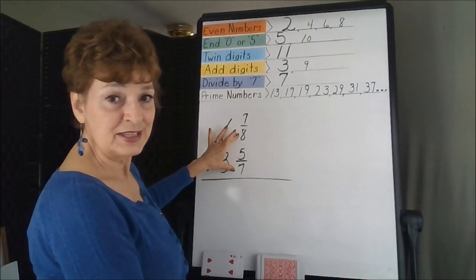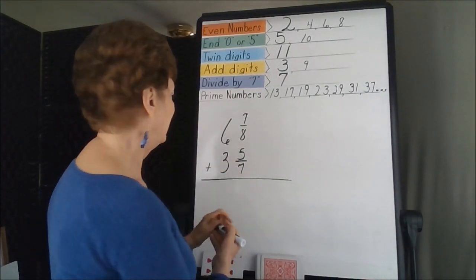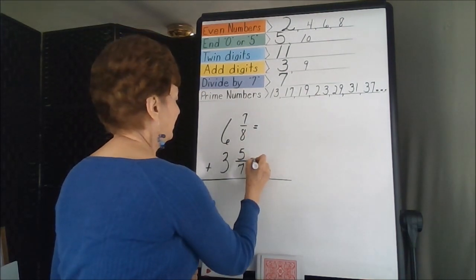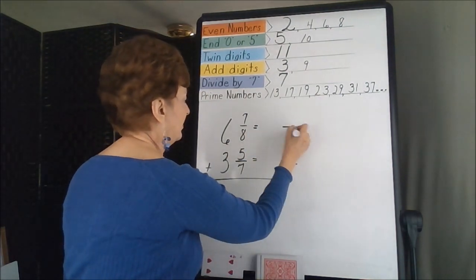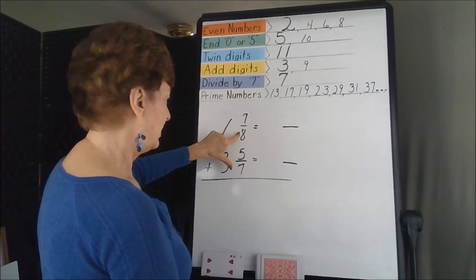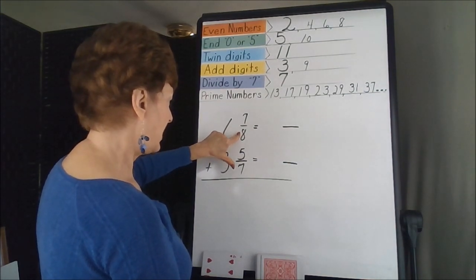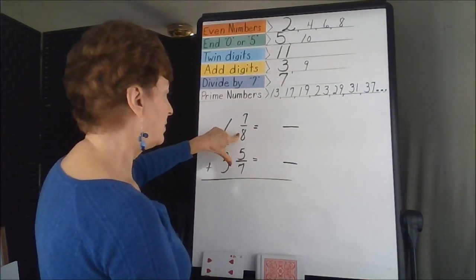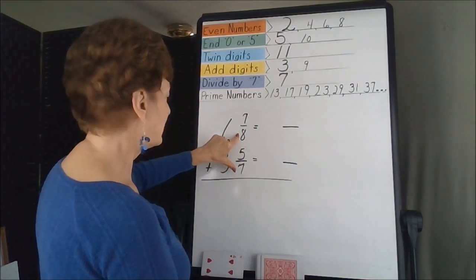Are the denominators the same? No. Denominators, 8 and 7. What does 8 have in common with a 7?